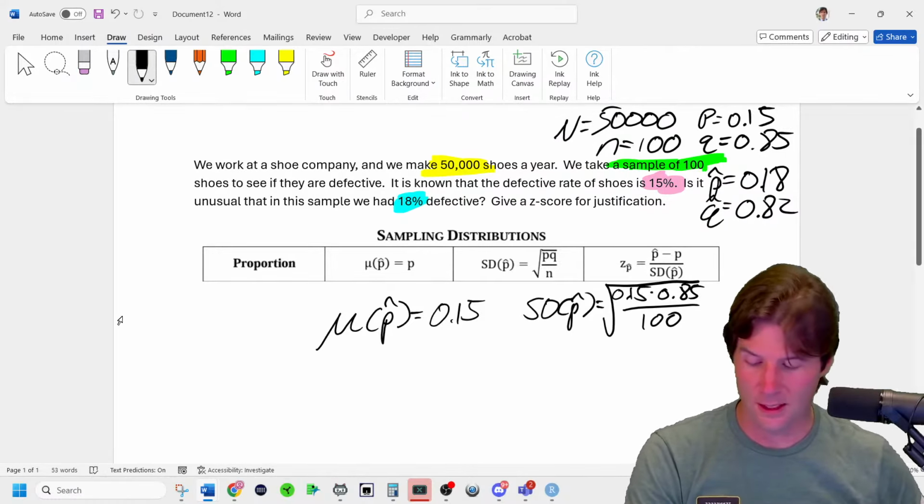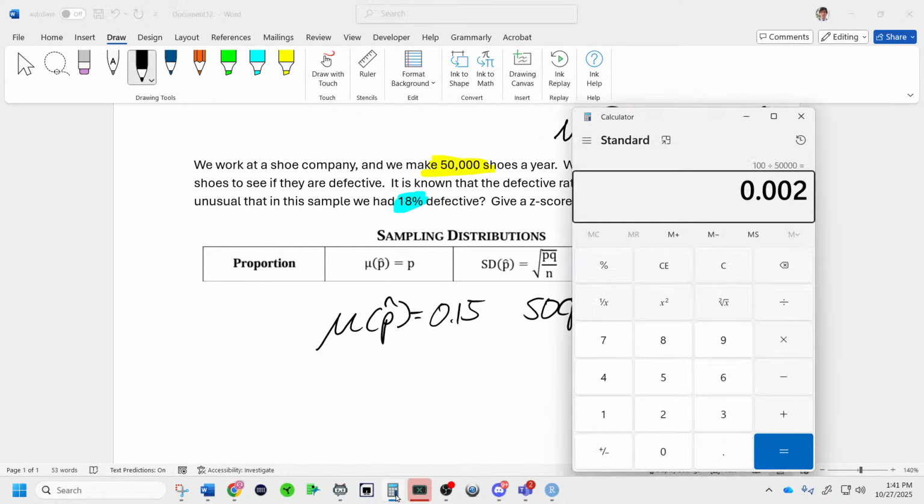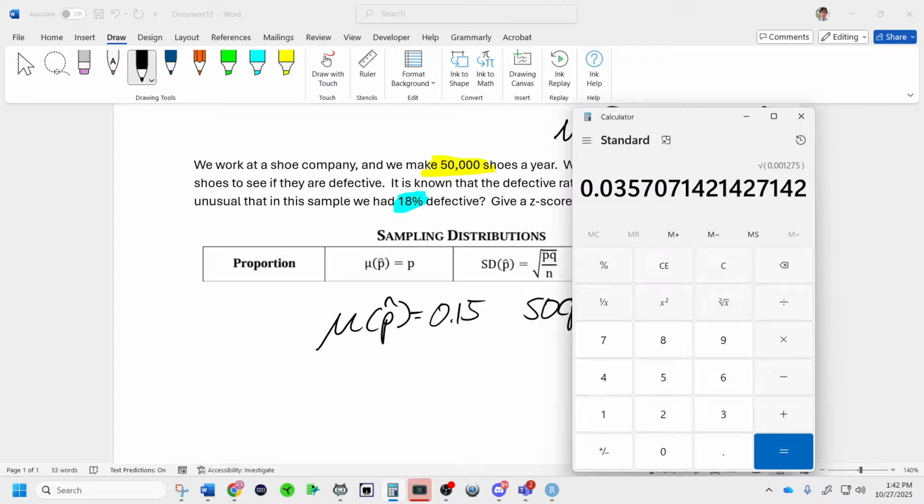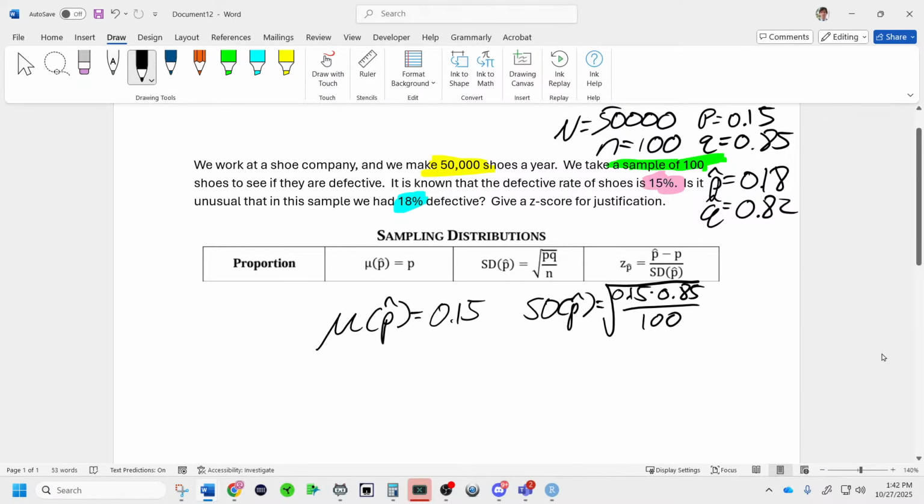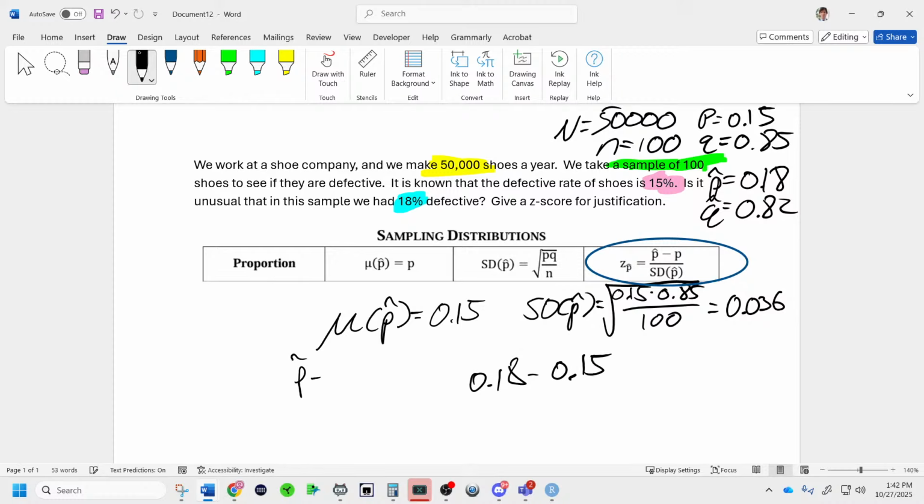And now let's find that. 0.15 times 0.85 divided by 100, and square root. So there it is, 3.6. I'm rounding it. And then we simply plug it into the equation over here to see if it's unusual. That means we take the proportion from the sample, which is p hat, minus the true proportion. So we're doing p hat minus p over the standard deviation of p hat. And this is equal to the following right here.